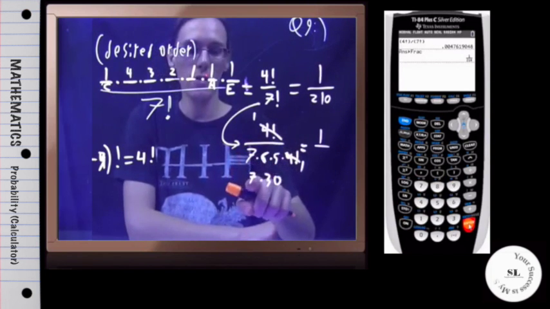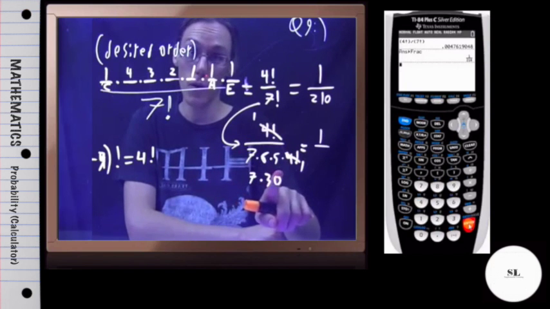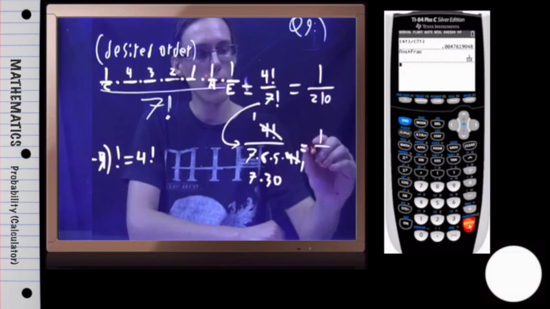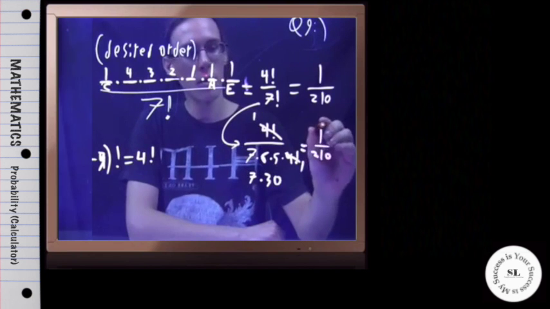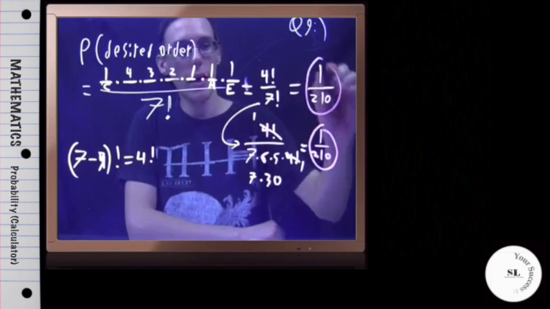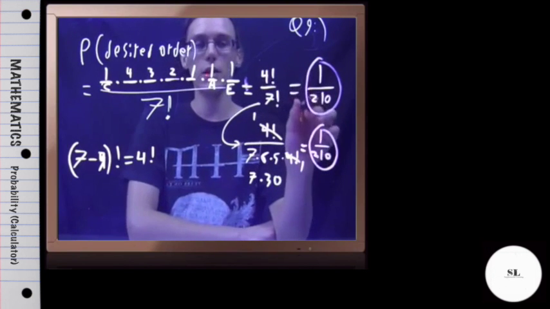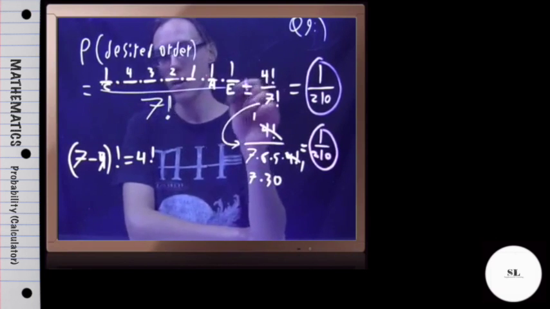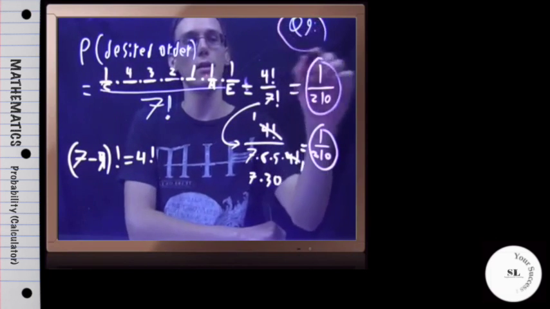And just think of it like 7 times 3 would be 21. So 7 times 30, 210. Whether you do it by calculator or by hand, you have a 1 in 210 chance of reading those books in that order if you're doing it randomly. And that is question 9.